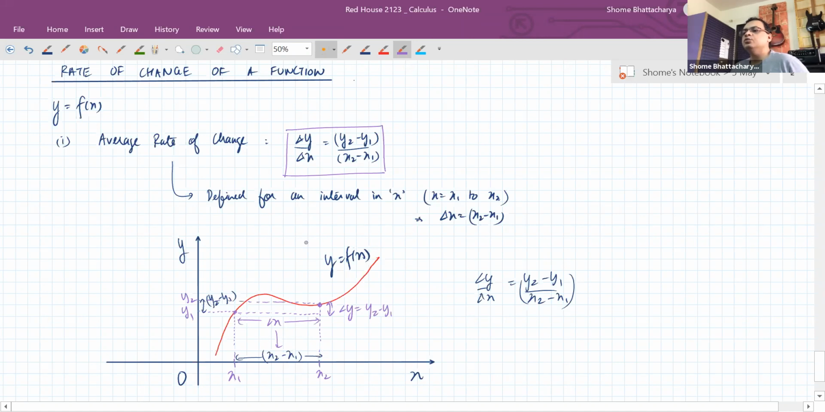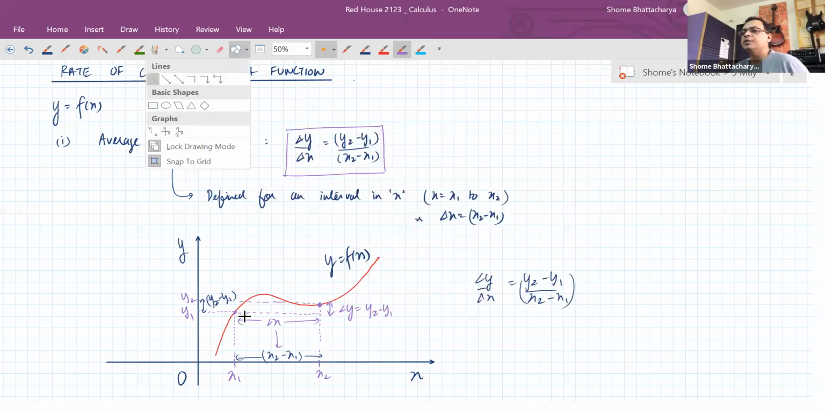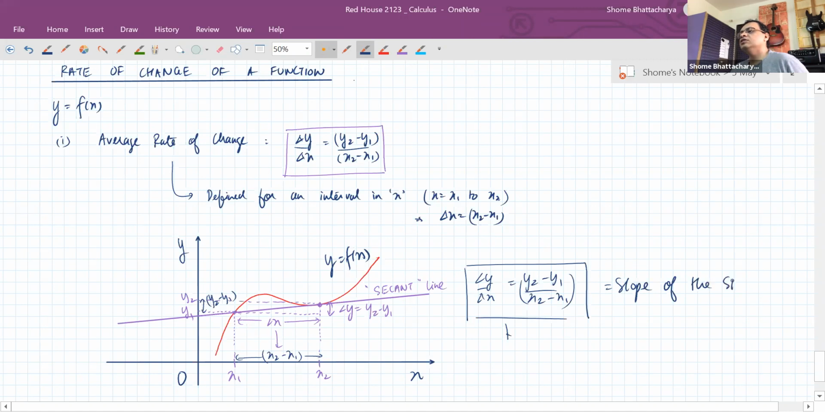So if I were to join these 2 points with a straight line, what is the relationship of this (y2 minus y1) upon (x2 minus x1) with that particular straight line? It would be the slope of that line, because that's how we define the slope of a straight line, right? So geometrically, what is the meaning of average rate of change? It is the slope of this type of straight line. And this type of straight line is given a specific name. It is called a secant line. You might not have heard this term before. So the geometrical interpretation of average rate of change is that it is the slope of the secant line.